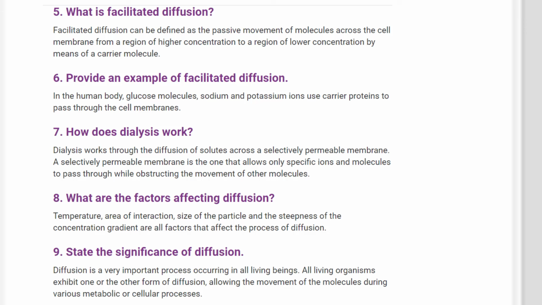Temperature, area of interaction, size of the particle and the steepness of the concentration gradient are all factors that affect the process of diffusion. 9. State the significance of diffusion. Diffusion is a very important process occurring in all living beings. All living organisms exhibit one or the other form of diffusion, allowing the movement of the molecules during various metabolic or cellular processes.